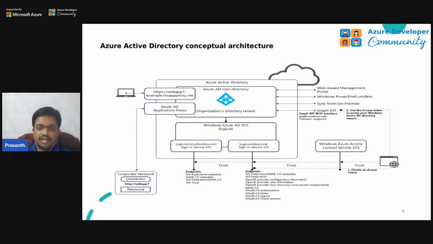Let's take a small look at the Azure Active Directory conceptual architecture. If you see here, you can clearly see Azure Active Directory, the Azure Core Directory, the Organization Directory Tenant, and also, for example, the web app proxy and an application proxy, which are connected to your corporate network.